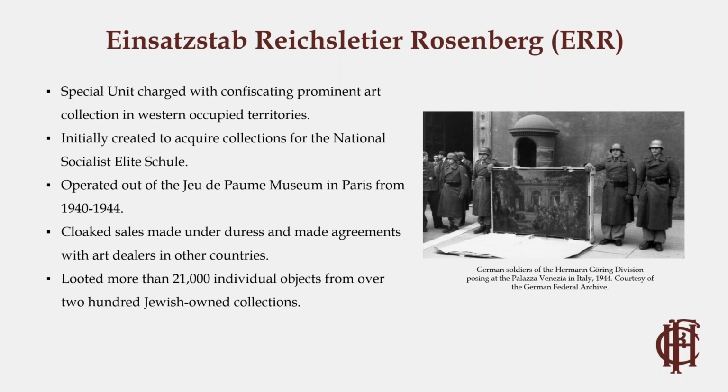It operated out of the Jeu de Paume Museum in Paris from about 1940 to 1944 after the occupation. And it was there that Nazi personnel filed, photographed, and packed a lot of collections to transport back into the Reich, or back into Germany. Shipments would often go to Hitler himself for evaluation as well. And this is also where a lot of works might have been sold to buyers through neutral countries like Switzerland in order to raise capital. So part of their responsibilities was also cloaking sales that may have been made under duress or forced, and also making agreements, as I said, with art dealers in other countries, and together they looted more than 21,000 individual objects from at least over 200 Jewish-owned collections.